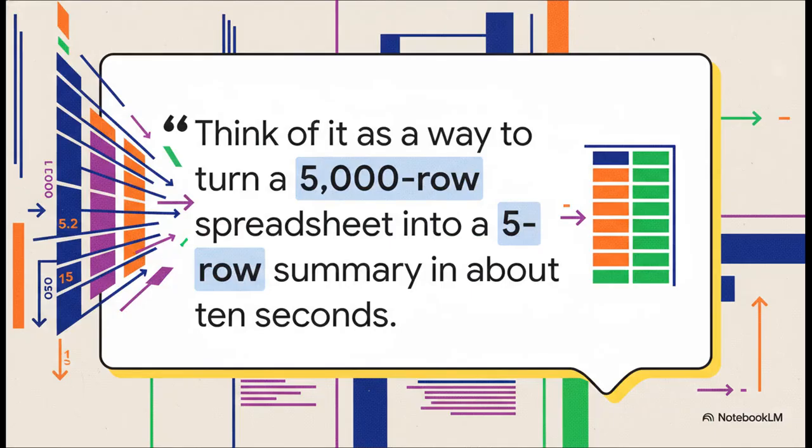I mean, just think about that for a second. Turning a massive 5,000-row spreadsheet into a simple 5-row summary in about 10 seconds. That's not some kind of magic trick. That is exactly what a pivot table does. It's designed to cut through all that noise and give you clear, actionable answers. So let's get into it.